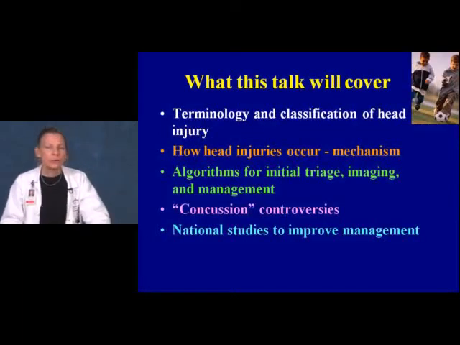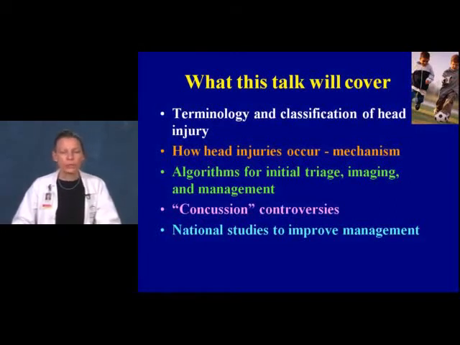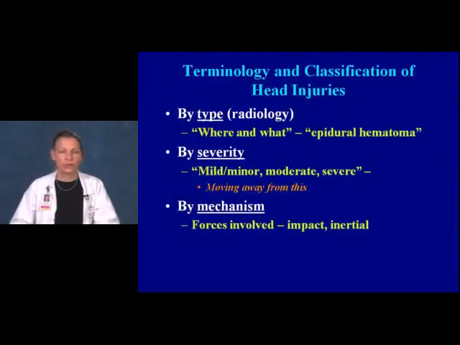This talk will cover a number of topics in a brief period of time. We're sharing this talk with a sports psychologist who will talk more about concussion and its aftermath. And the purpose of this introductory element of the talk is to describe some of the terminology and classification of head injury in children, how the head injuries occur, their mechanism, algorithms for initial triage, imaging and management, certain controversies about this hot topic of concussion, and also a brief overview of where the field is going in terms of studies to improve our management of pediatric head injury.